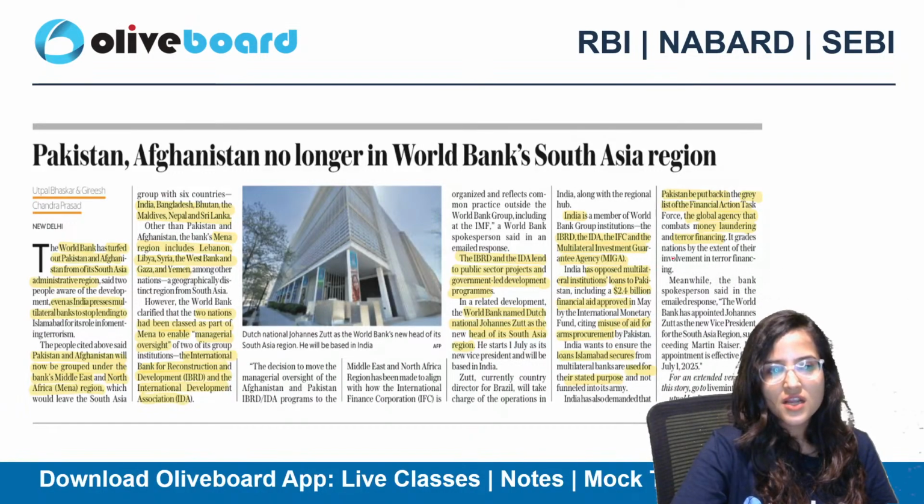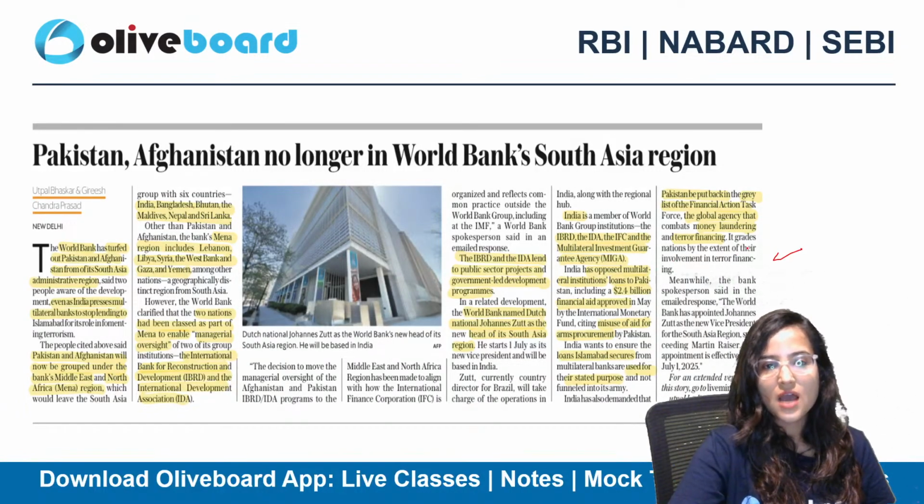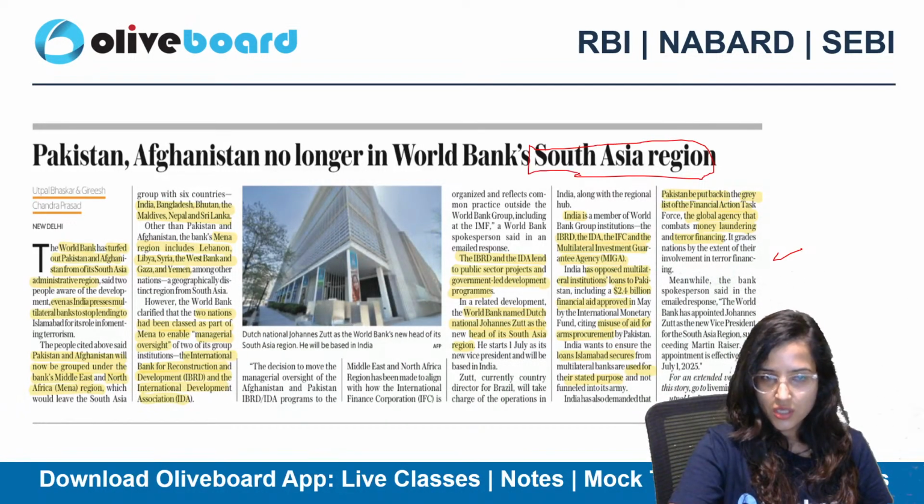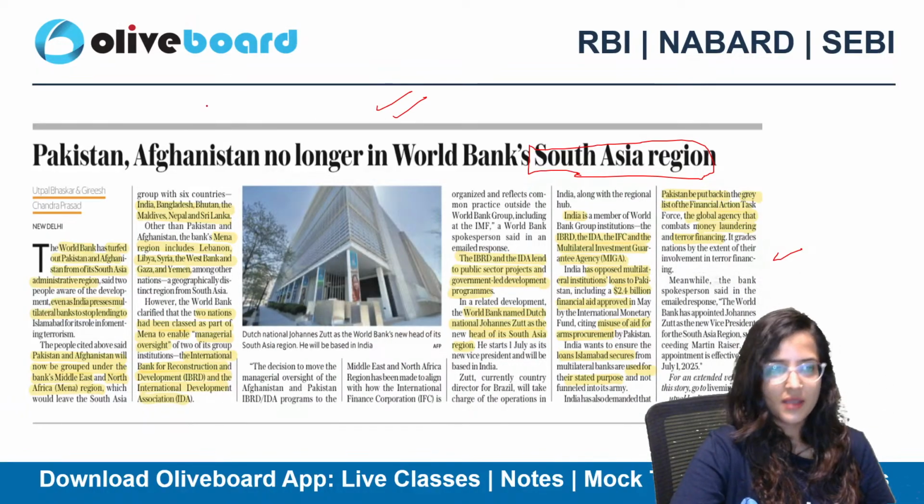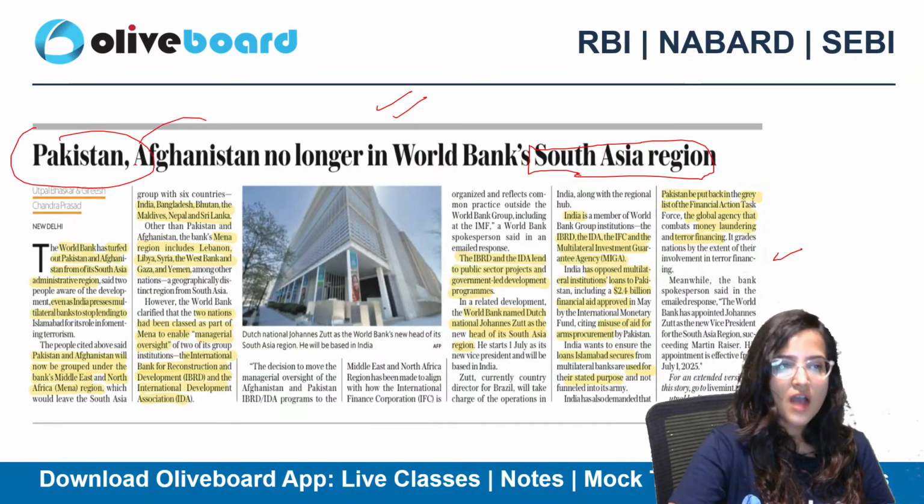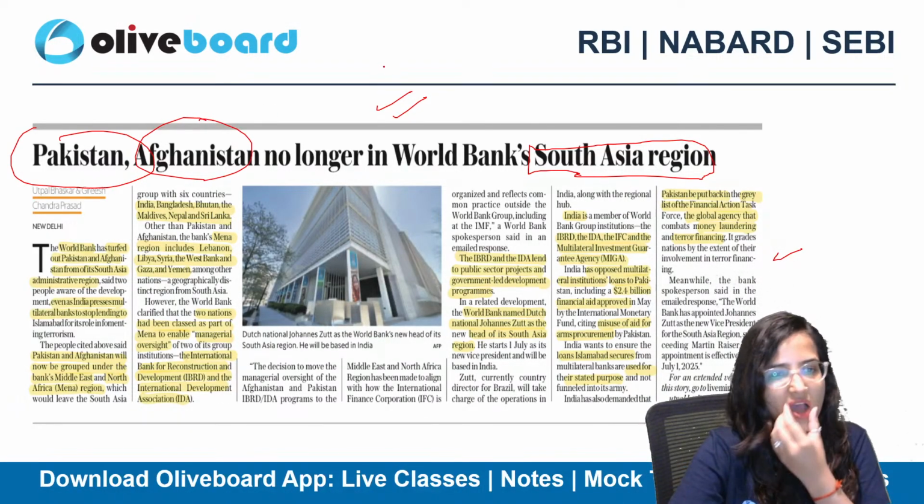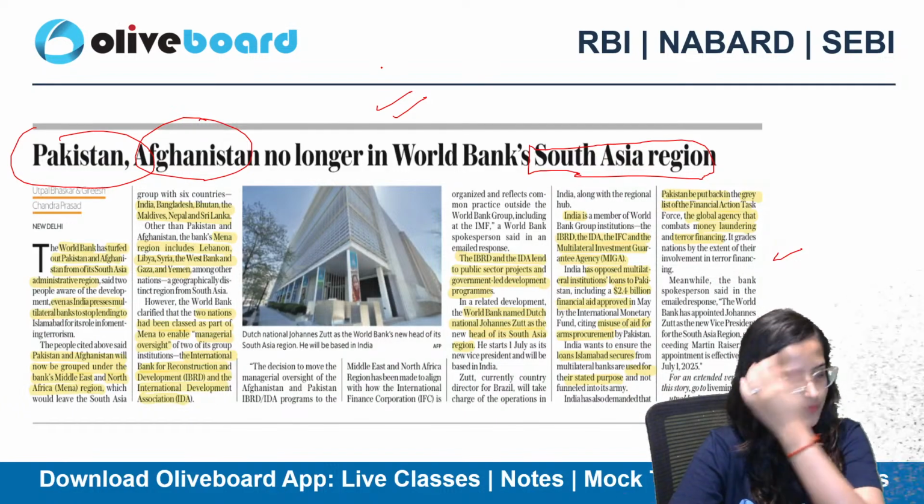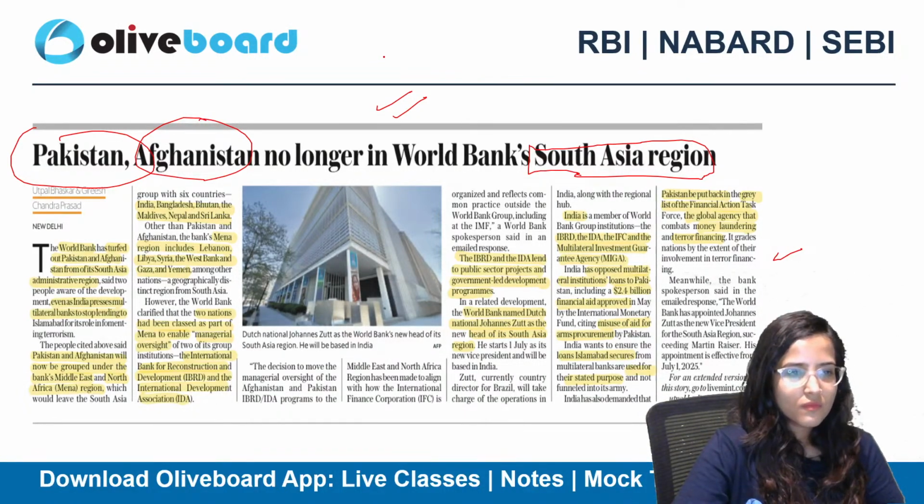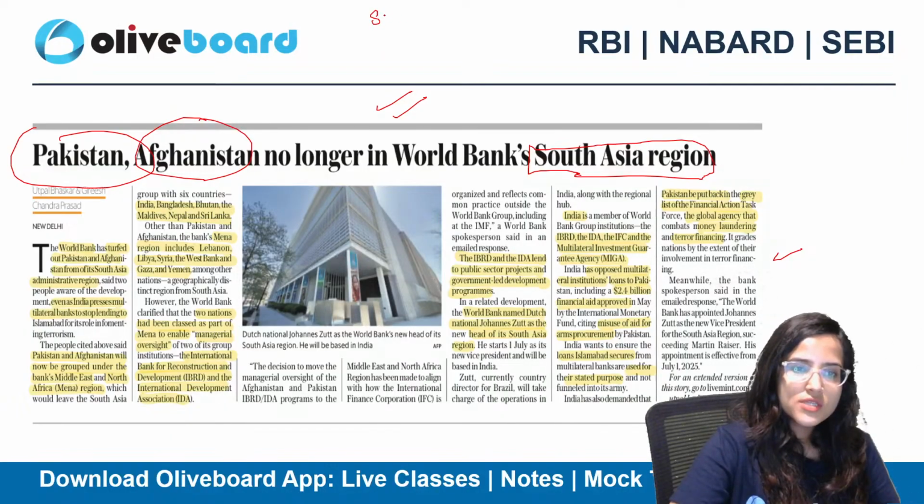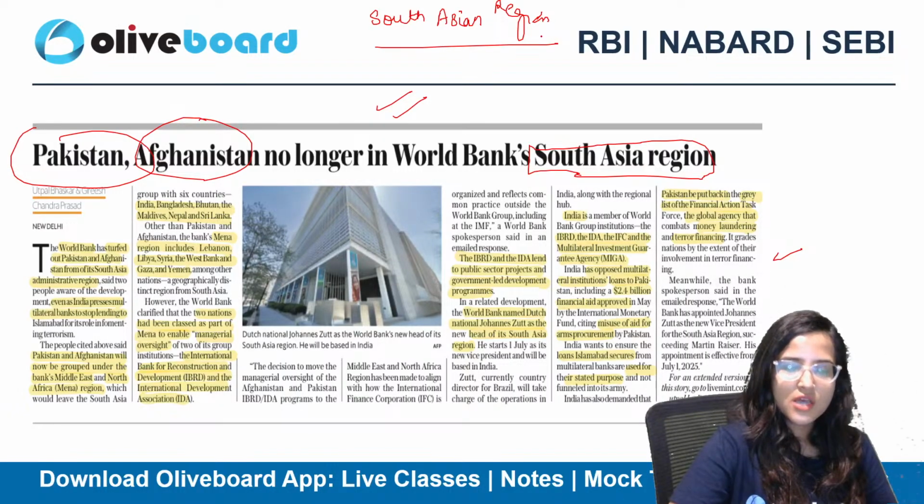Pakistan, Afghanistan are no longer in World Bank's South Asia region. So now, according to World Bank, Pakistan and Afghanistan are now not part of South Asia. Fine? Now the South Asian region is left with 6 countries. Now in the South Asian region there are 6 countries which are part of it.